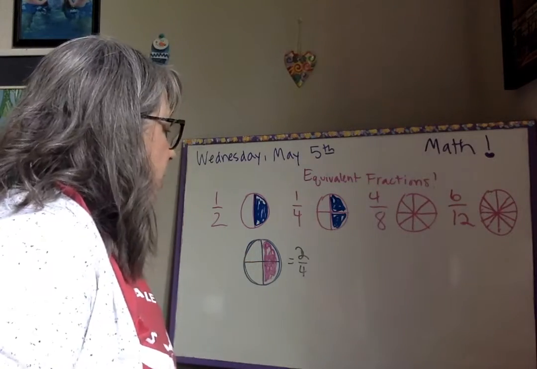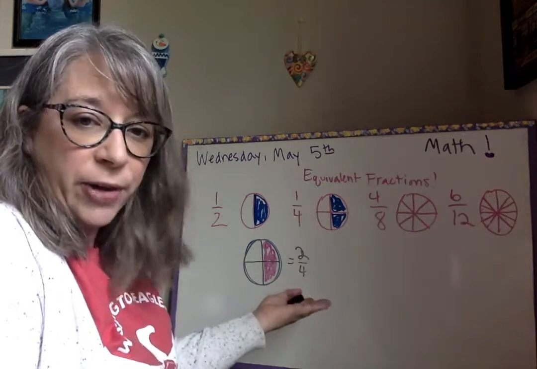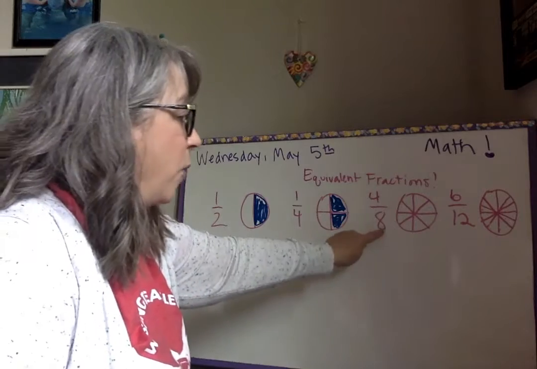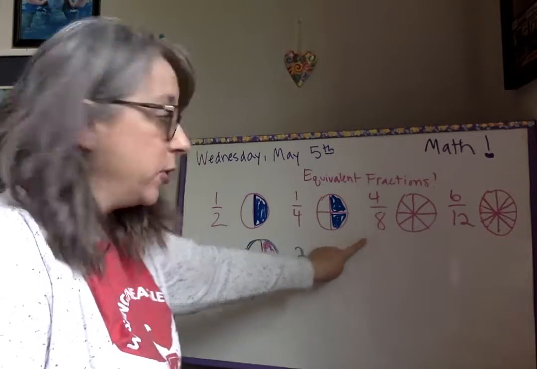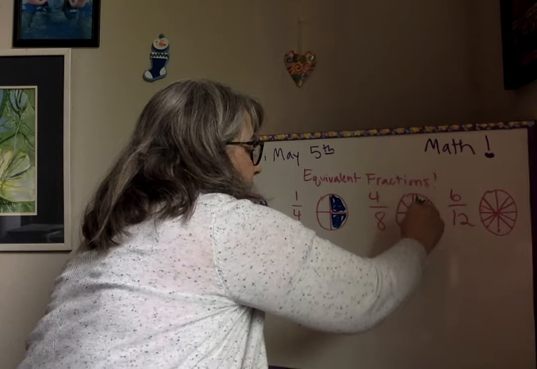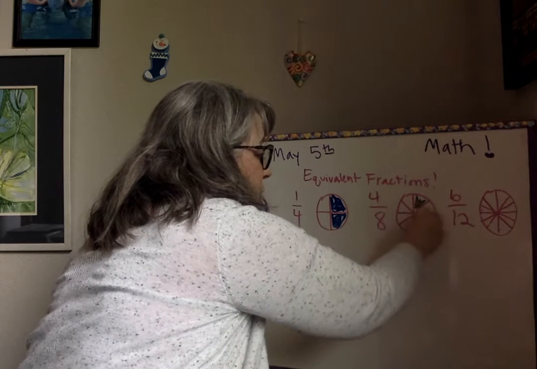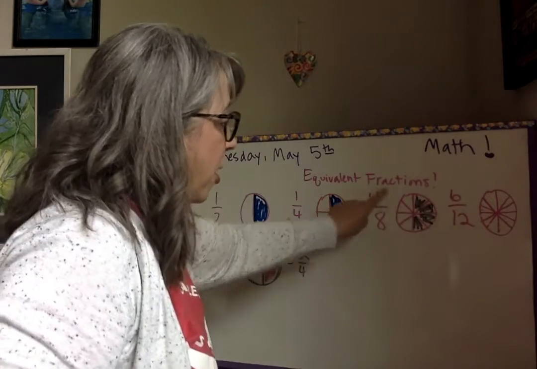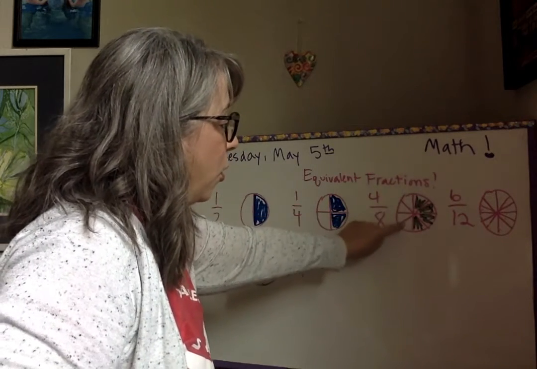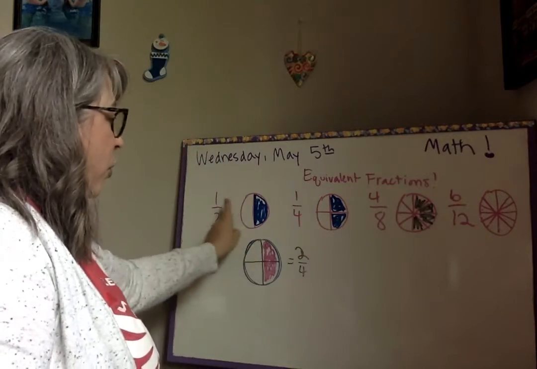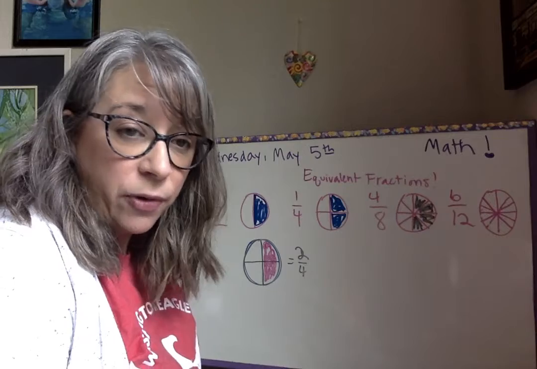So that's an equivalent fraction. 1/2 and 2/4 is an equivalent fraction. So, will 4/8 be an equivalent fraction to 2/4 and 1/2? It sure will. So we're just shading in half. Here are our parts, 1, 2, 3, 4. Here's our whole, 1, 2, 3, 4, 5, 6, 7, 8. So 4/8, 2/4, and 1/2 are all equivalent fractions.